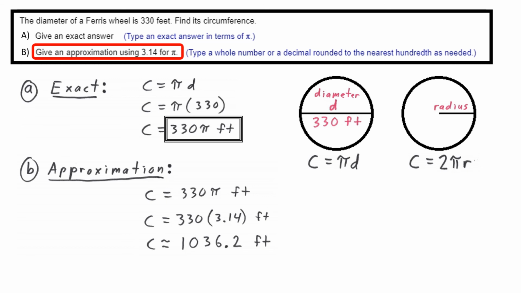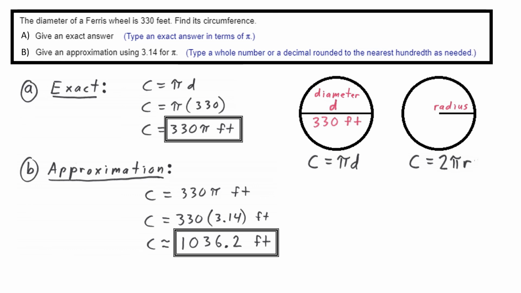When we multiply, we get 1036.2. We are asked to round to the nearest hundredth as needed, but our answer only has one decimal place, so there's no rounding necessary. And this is our final answer. In summary, if the Ferris wheel has a diameter of 330 feet, its circumference is exactly 330 pi feet, and its circumference is approximately 1036.2 feet.